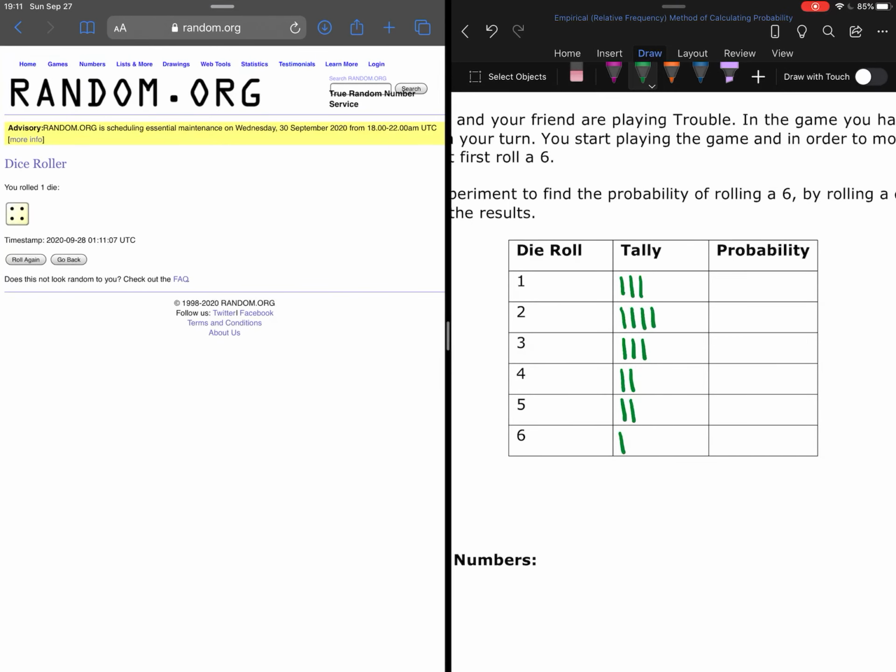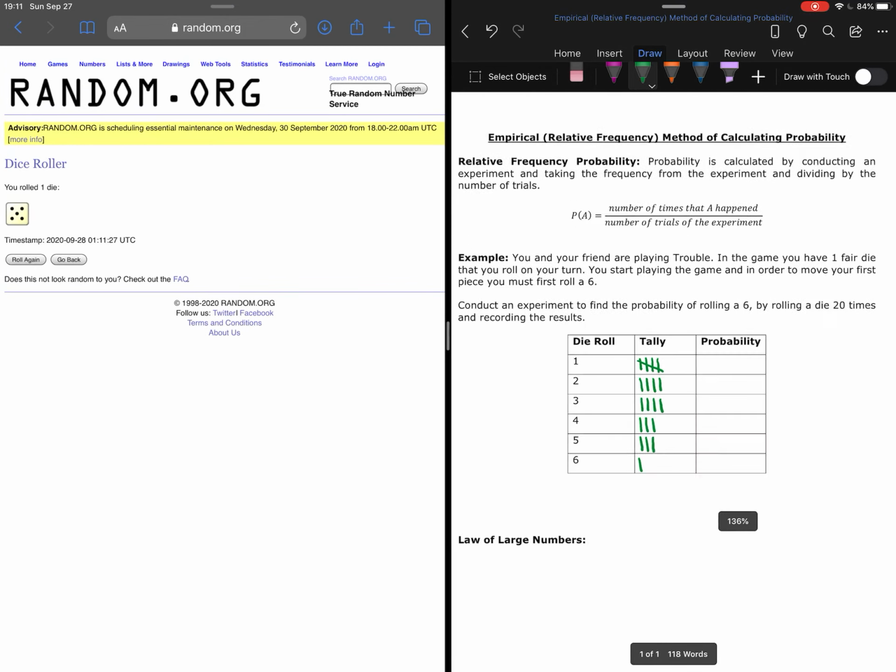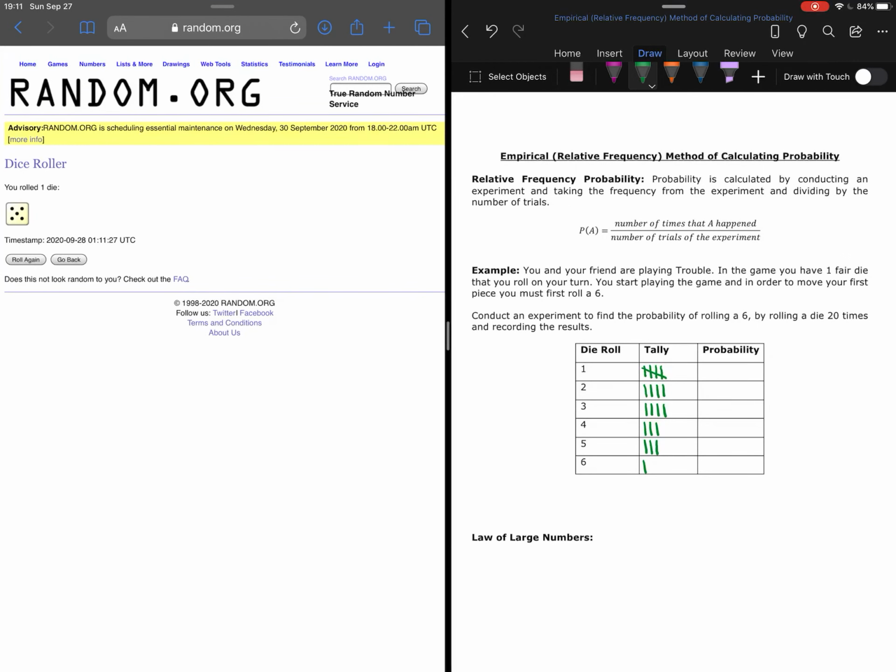All right, we've got 5 more rolls. 4. 1. 3. 1, and now I think that's it, right? 9, 13, 14, 15, 16, 17, 18. Oh, one more roll. 5. All right. So I've conducted my experiment. I've tallied up each of the outcomes that I saw. And now I am interested in the probability of rolling a 6.